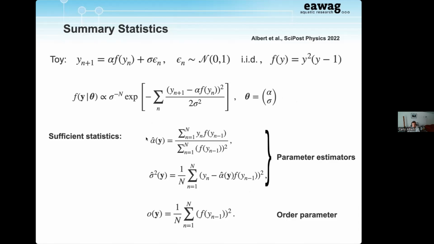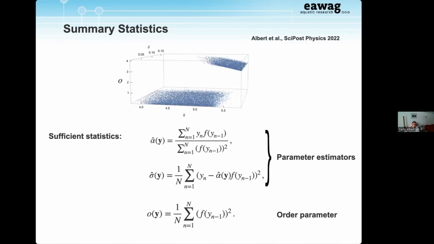You can just use parameter estimators, maximum likelihood estimators for alpha, which basically uses some autocorrelation to estimate alpha, and for sigma, which is just the sum of squared residuals. But then you need another one, and the role of this other one is exactly that: it is to distinguish the different types of model behavior that you can have even for fixed parameters. So we call this an order parameter, which tells the two different types of model behavior apart.